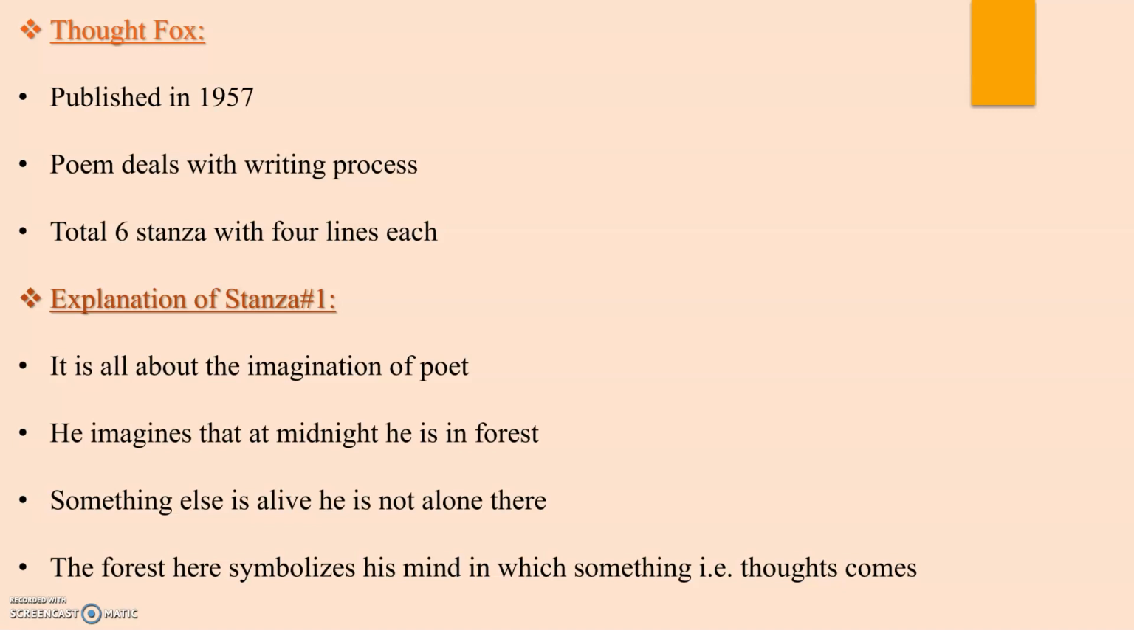In the beginning, it seems that he is imagining himself to be in a forest, but by the end, we come to know that he is rather on a chair. The forest here symbolizes his mind, in which something, that is a thought, comes through. He is alone, having just running time and paper as his companions. So basically, this is the explanation of stanza number 1.